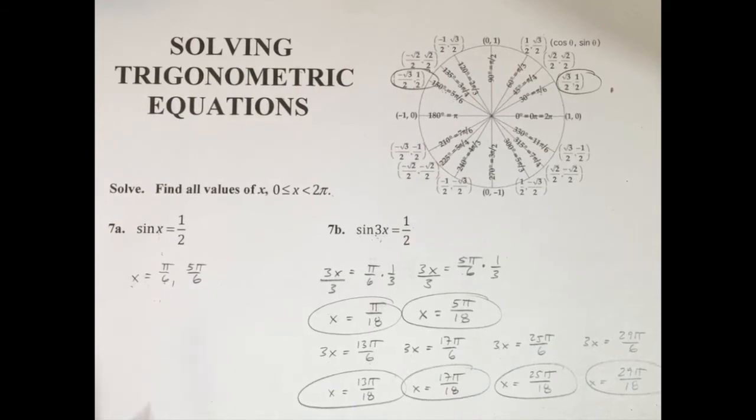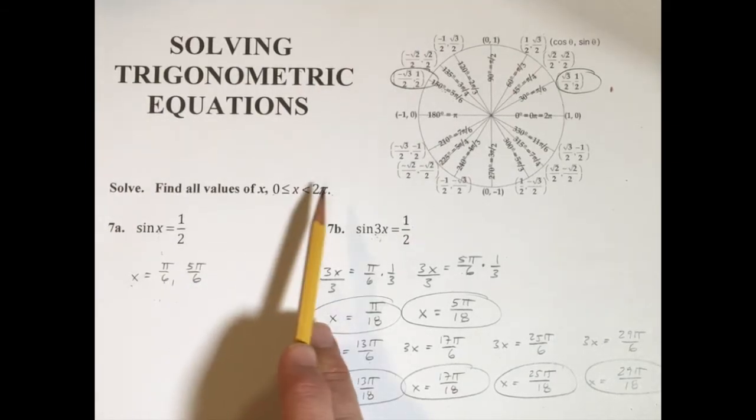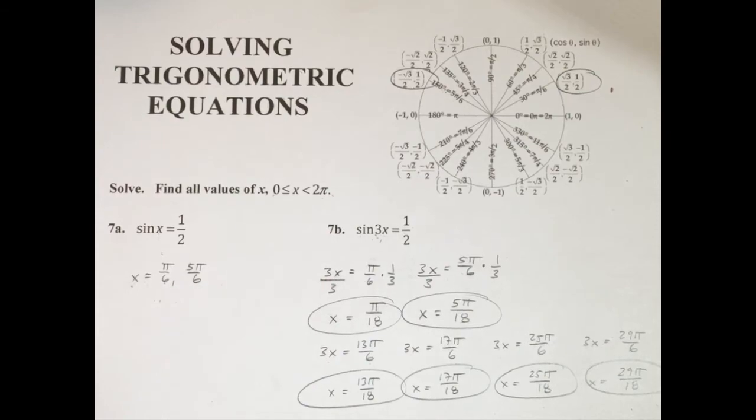Now you may be saying, I thought we were supposed to only give the answers between 0 and 2 pi. Why did we spin around the unit circle 3 complete times? Well, notice that this is still smaller than 2 pi. 36 pi over 18 would be 2 pi. This is smaller than 36 pi over 18.